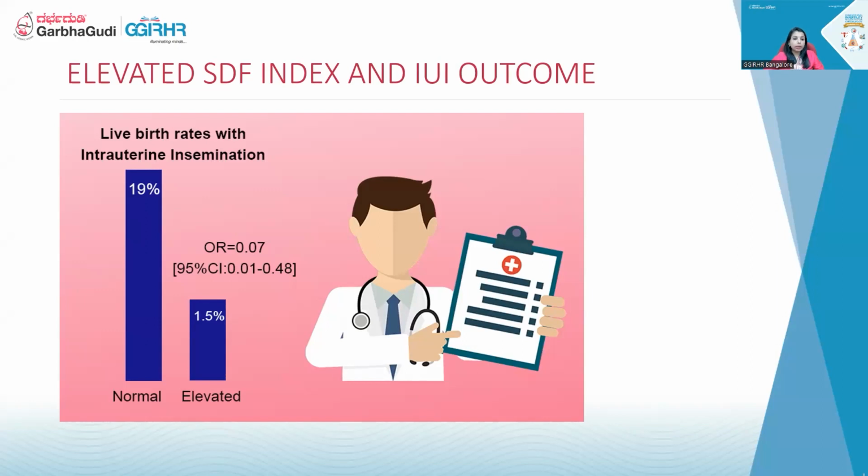You can see that in patients undergoing IUI, in men who had a normal sperm DNA fragmentation index, the live birth rate following IUI treatment was about 19%, whereas patients who underwent IUI with elevated DNA fragmentation index had a live birth rate of just 1.5%. So you can understand that it is such a waste of time, energy, and money doing an IUI treatment when men have an elevated DNA fragmentation index.